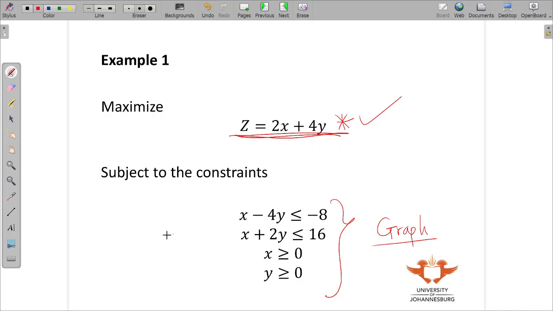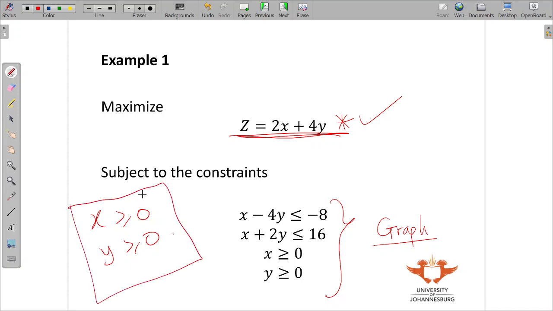In the real world problems which we are going to be solving, these two constraints are very important: x greater than or equal to 0, y greater than or equal to 0. We call them non-negativity constraints. Sometimes we write it like this, x comma y greater than or equal to 0. These mean the same thing. Either you write x, y greater than or equal to 0, or x greater than or equal to 0 and y greater than or equal to 0.